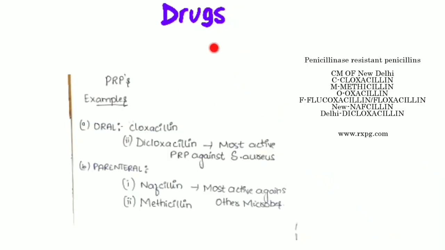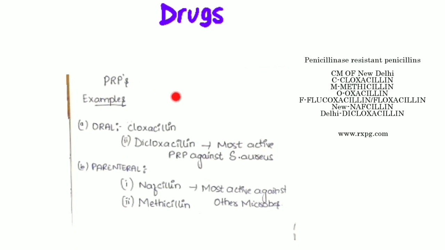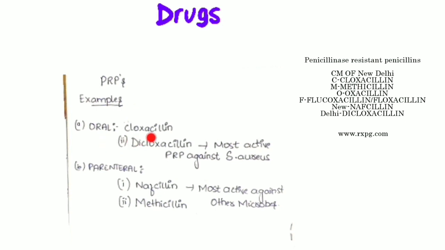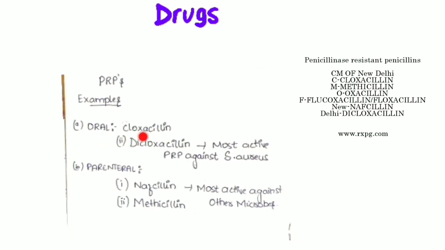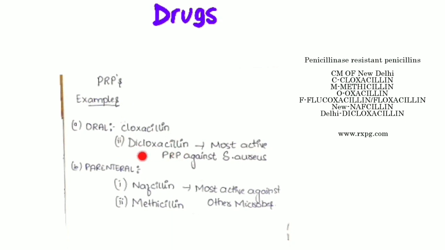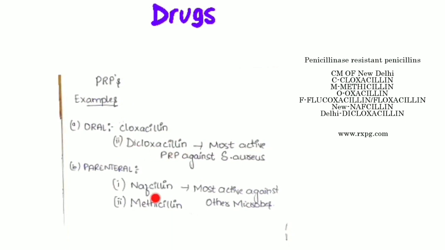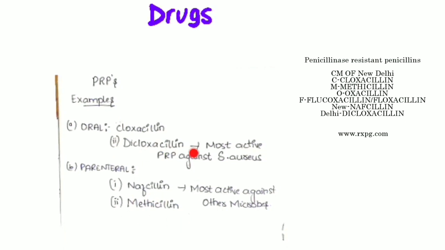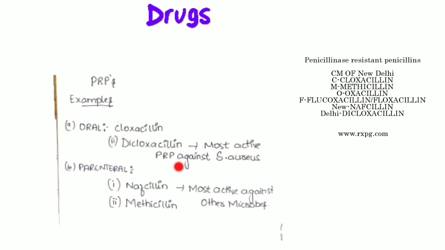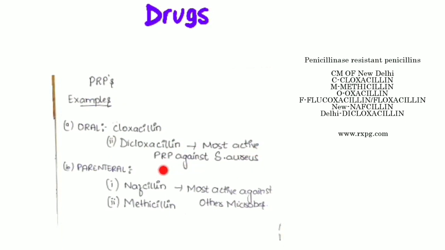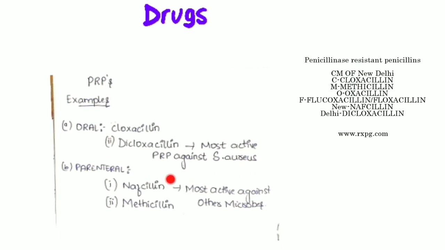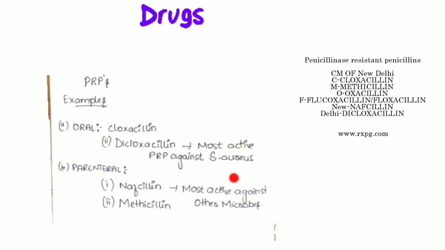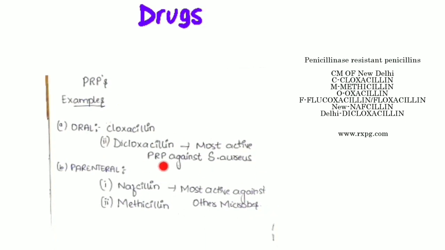These are the drugs that come under penicillinase resistant penicillins. Examples are, they can be given through two routes. The first one is oral. Under oral we have two drugs, cloxacillin and dicloxacillin. And through the parenteral route we have nafcillin and methicillin. In this, dicloxacillin is the most active penicillinase resistant penicillin against Staphylococcus aureus. This is an important part. And nafcillin is the most active against any microbes other than Staphylococcus aureus. So these two are very important, dicloxacillin and nafcillin.